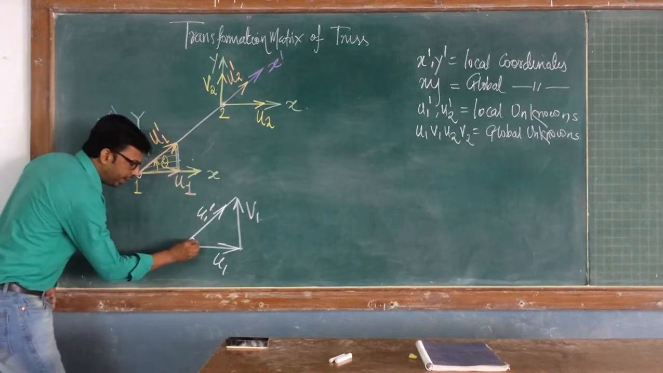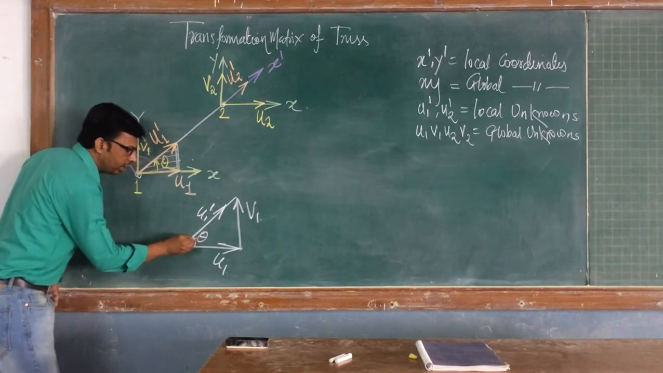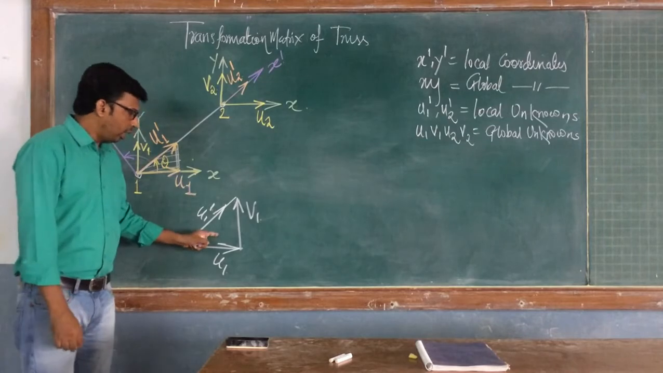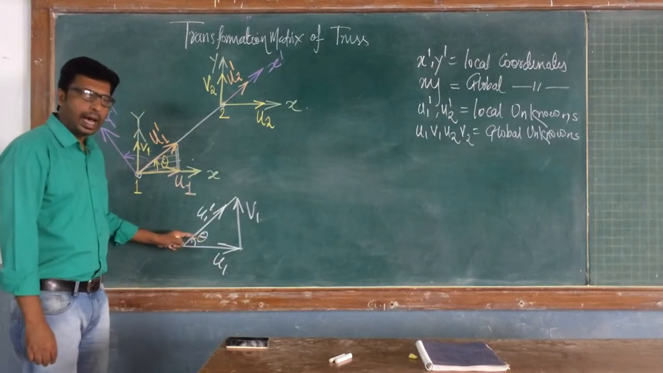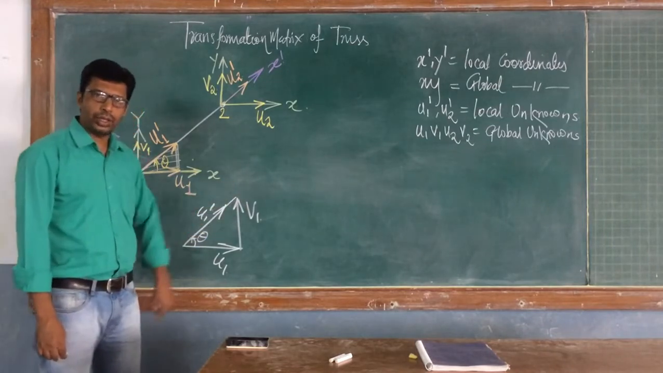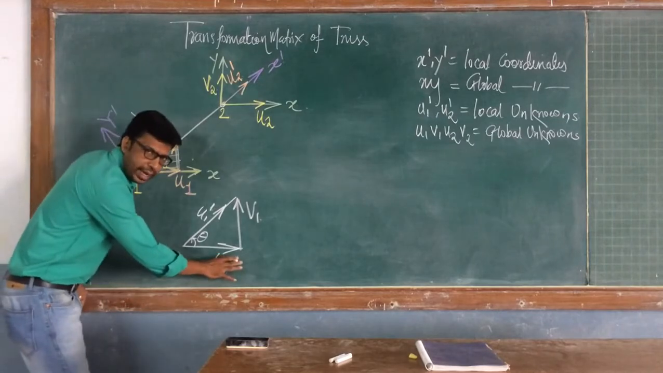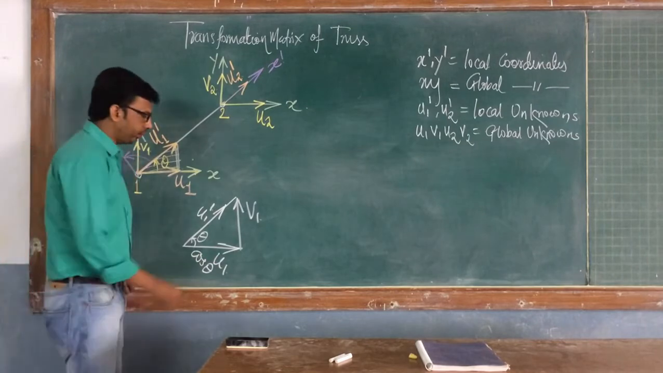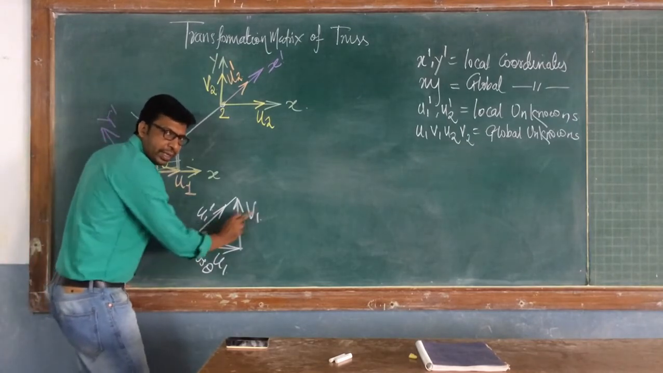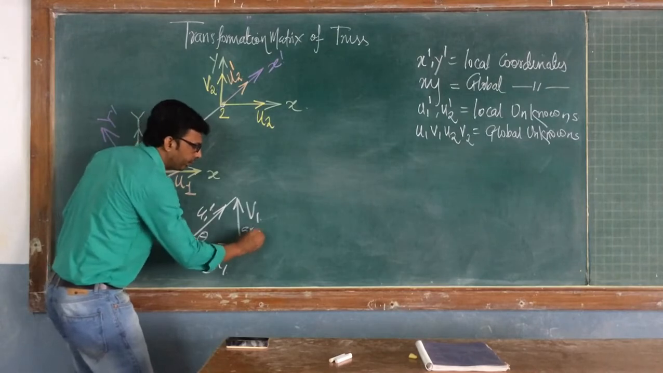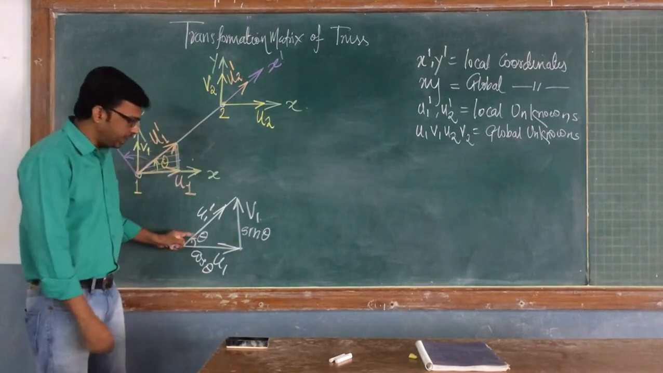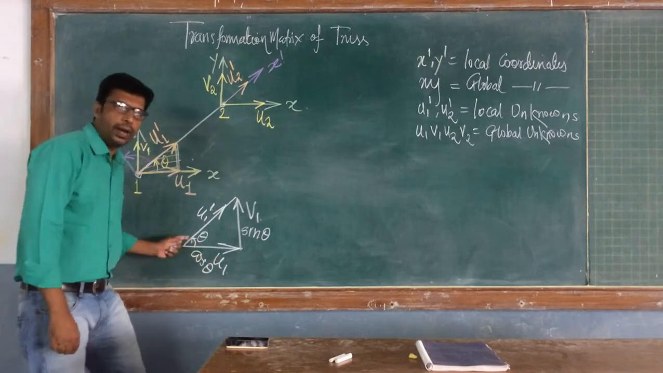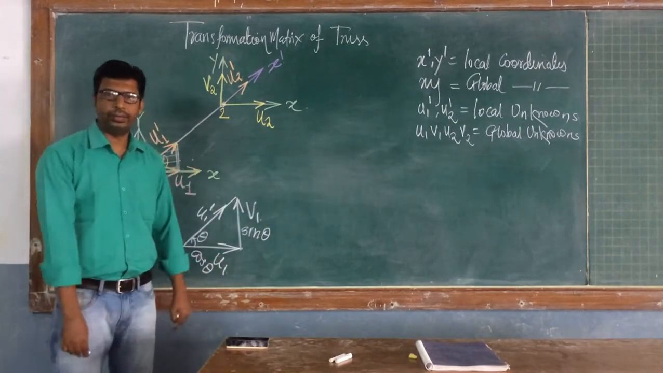This angle is called theta. Now if this is theta and this diagonal edge is u1 dash, this horizontal edge represents cos theta, and the vertical side, the front side, represents sin theta. If this is theta, the adjacent side represents cos theta and the front side represents sin theta.